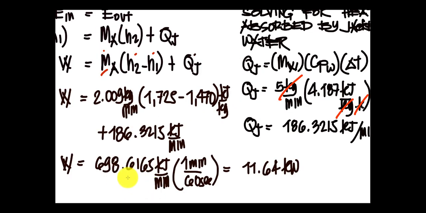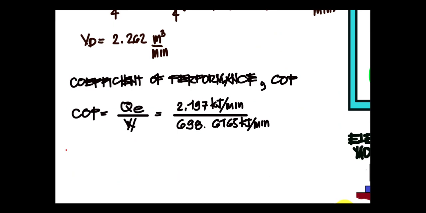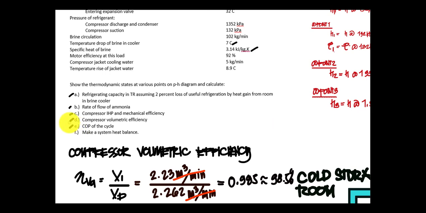For the work of our compressor, we have the value 698.6165. So we can cancel out the common units. And finally, using your calculator, we have the COP equal to 3.114. So we have already completed the COP of the cycle.